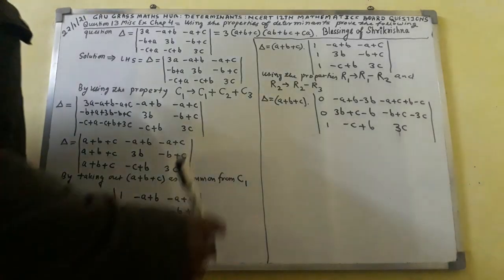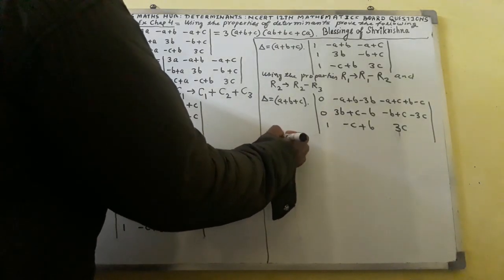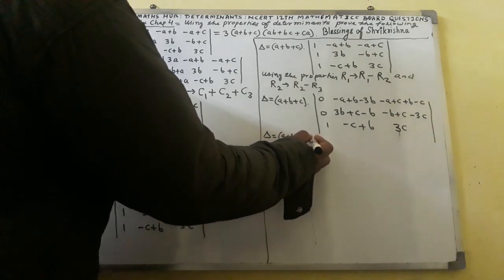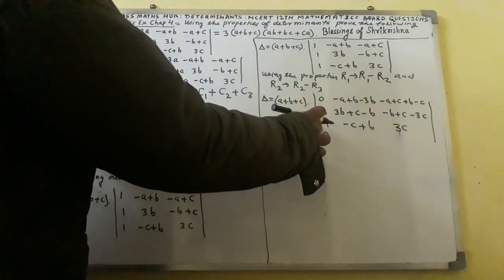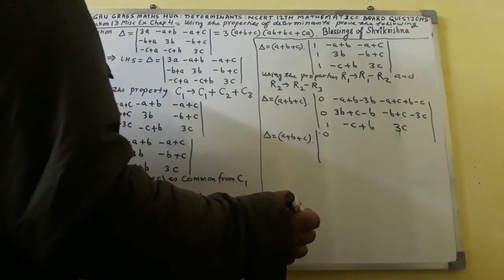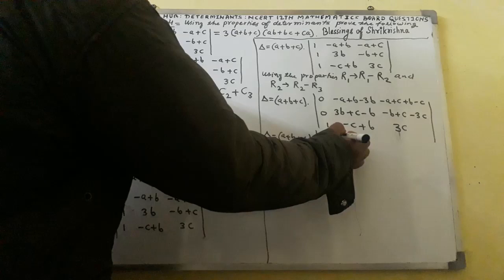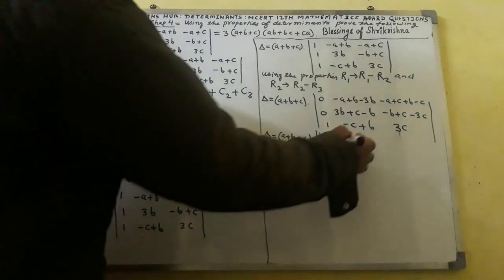Just simplify this one. Here write a plus b plus c. Here 0 it will come, and here you will get minus a minus 2b.